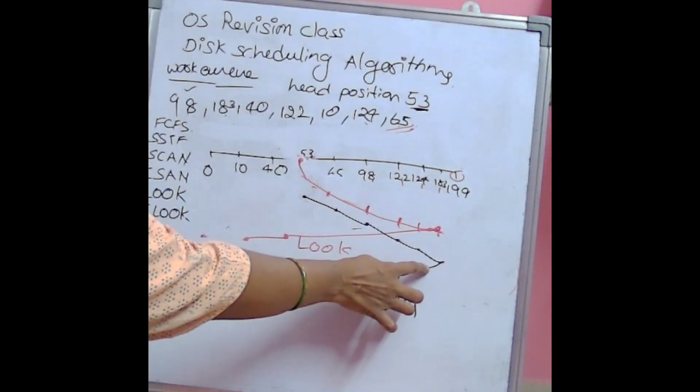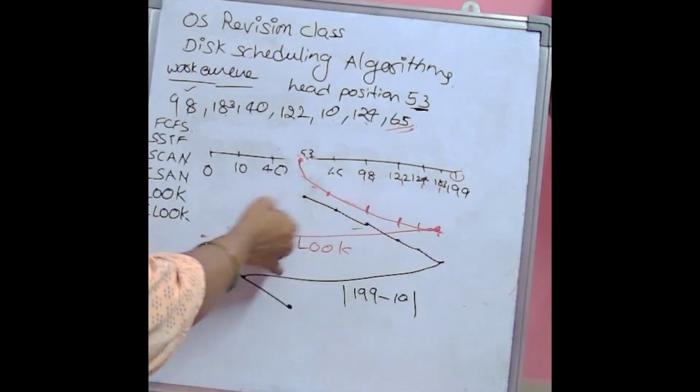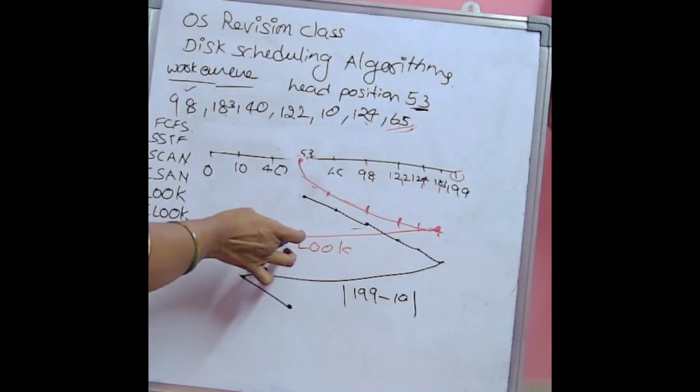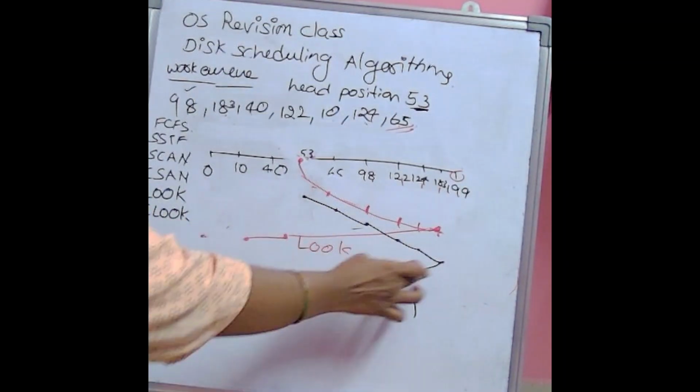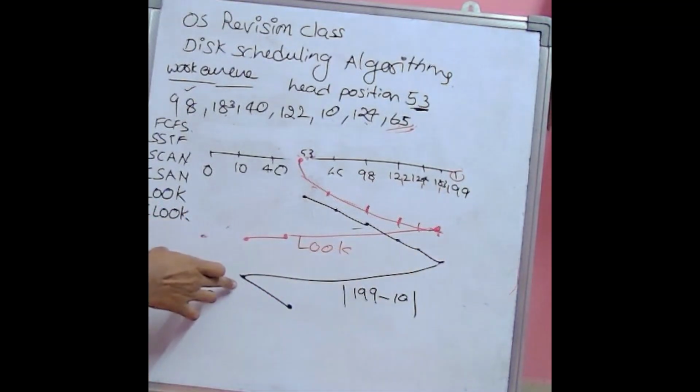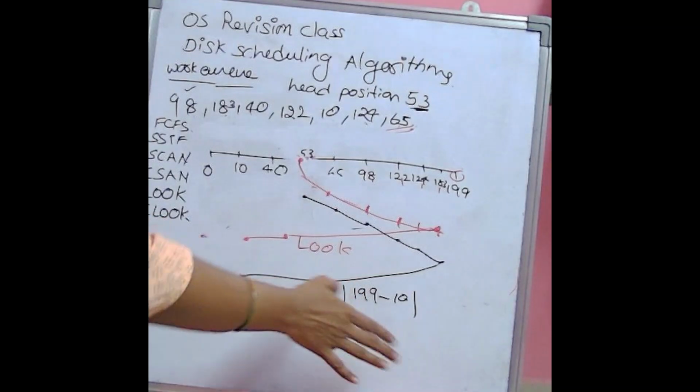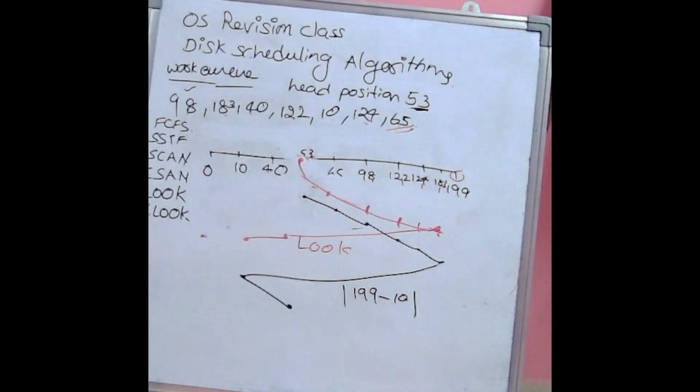Look and C-look both are the same. In look it will come in reverse direction, and first it serves 40, after that 10. But in C-look it will go from 183 to 10, and after that it will start in this direction. 10 it serves first, 40 after that. Clear, ma'am?